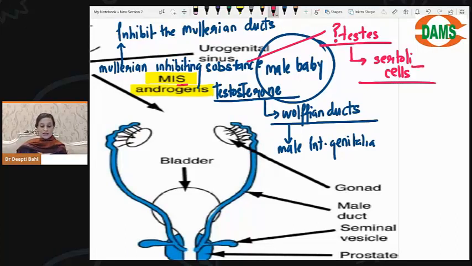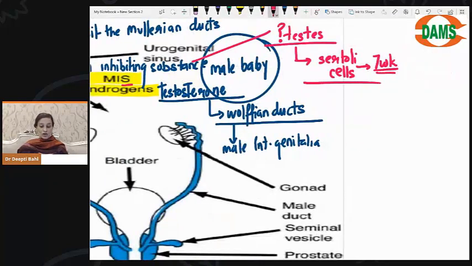The next question that you have to know. At what POG will this baby start producing MIS? So it starts producing MIS by 7 weeks of intrauterine life. So by 7 weeks of intrauterine life, there is going to be release of MIS from the Sertoli cells. And it is going to do what? It is going to cause disappearance of the Mullerian ducts.